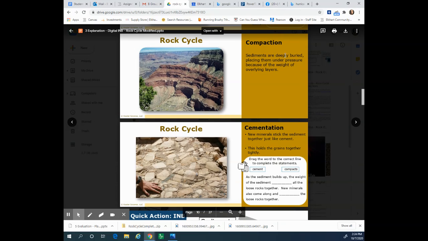Compaction. Sediments are deeply buried, placing them under pressure because of the weight of the overlaying layers. Cementation is when new minerals stick the sediment together, just like cement. This holds the grains together very tightly. Okay, so what you're going to do is drag these two to their right place. As sediments build up, the weight of the sediment blank all the loose rocks together. New minerals also come along and blank the loose rocks together.